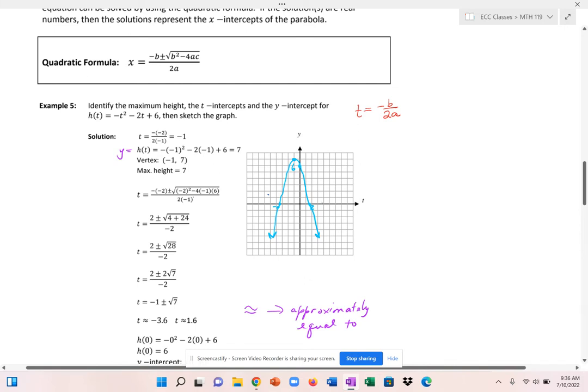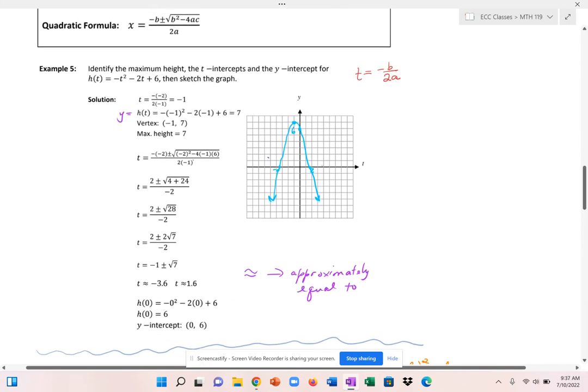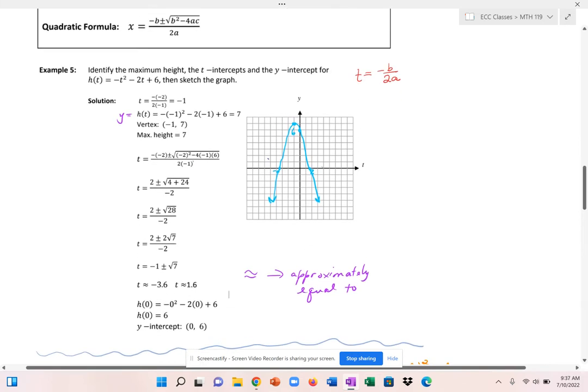So I now have my x or t-intercepts. My y-intercept is when t is 0. So if you plug in 0 into the original function, you'll get 6. So the y-intercept is at (0, 6). So here's the vertex at (-1, 7). Here's the y-intercept at (0, 6). I have my two t-intercepts. This is negative 3.6, and this one here is at 1.6. Connect the dots from left to right, and there is my downward facing parabola.